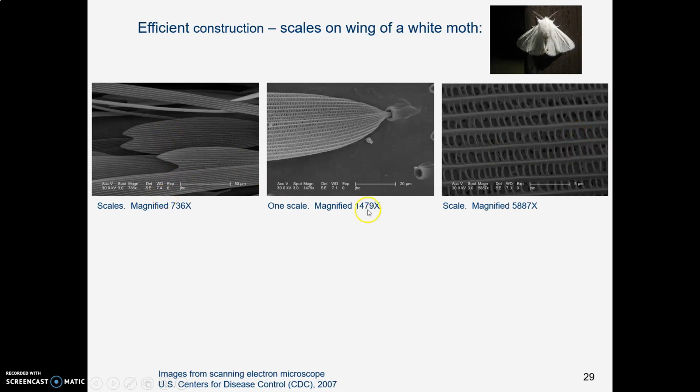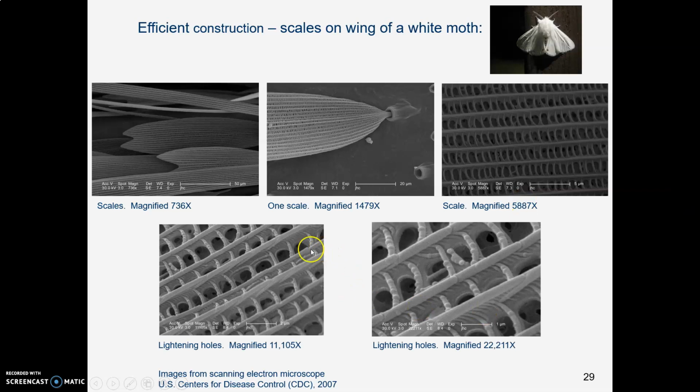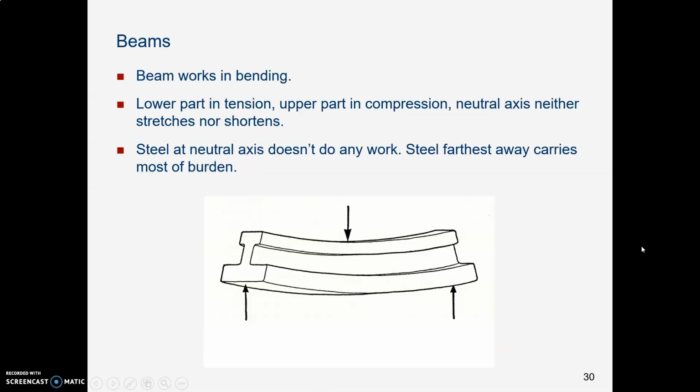And so here they are gradually magnifying the scales on that moth wing at higher and higher magnification until here at a little over 22,000 times magnification, look what you've got. High moment of inertia with stiff ribs moved out away from the bending axis in 3 directions and then lightning holes to keep it lightweight. Perfect design.